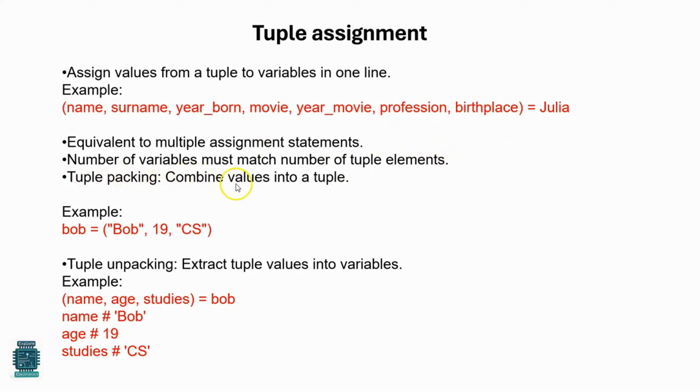Tuple packing: combine the values into a tuple. For example, Bob is equal to Bob, 19 and CS. We are combining the values into a tuple. This is tuple packing. Tuple unpacking: extract the tuple values into variables. Let us see. Name, age and studies is equal to Bob. Here, when I access the name, it will come as Bob. When I access the age, it will come as 19 and studies CS. Got it? This is unpacking the tuple.